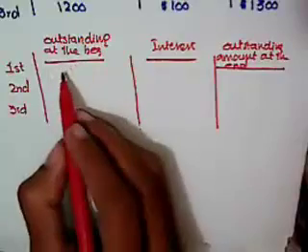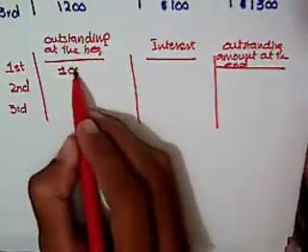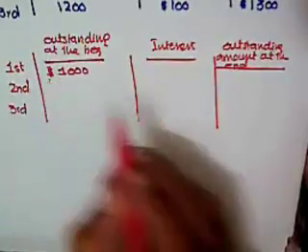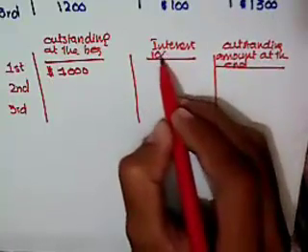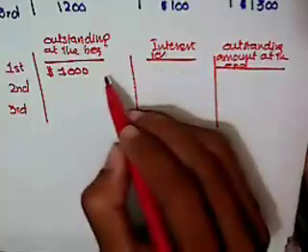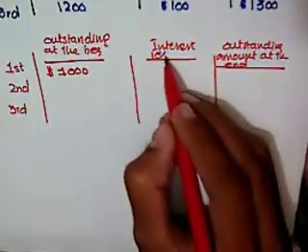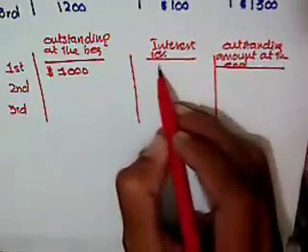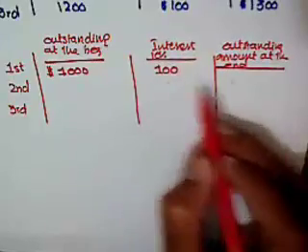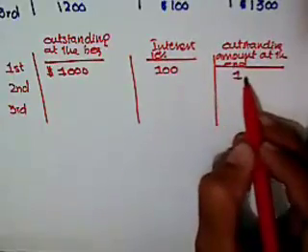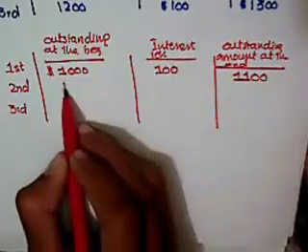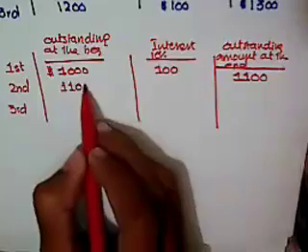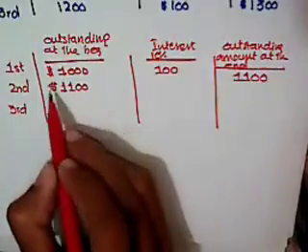So at the beginning of first year, the outstanding value is $1,000, and we charge this 10% interest on the first amount outstanding, that is 1,000. It is 100. So at the end of first year, this total amount would be 1,100. Similarly, at the beginning of the second year, the outstanding amount is 1,100.